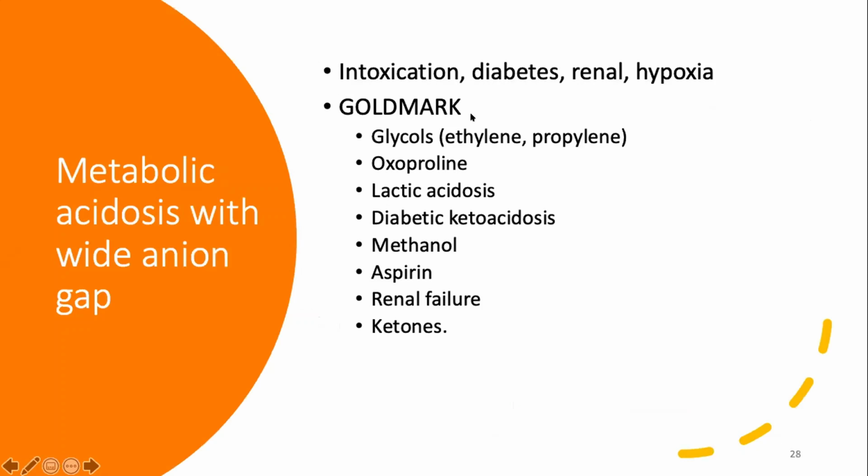I'm sure you probably came across some other mnemonics for the causes of metabolic acidosis with wide anion gap, but these are the ones that I use as an example here, GOLDMARK. But most importantly, you need to know that with the wide anion gap, it comes from the gain of the fixed acid. So it's either by intoxication, meaning ingestion of the fixed acid, or diabetes, renal, and also hypoxia, which can also generate the fixed acid.